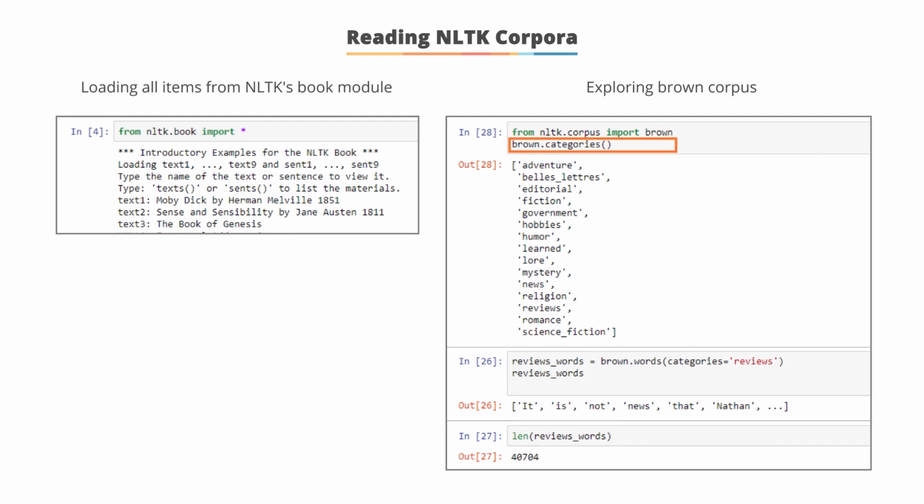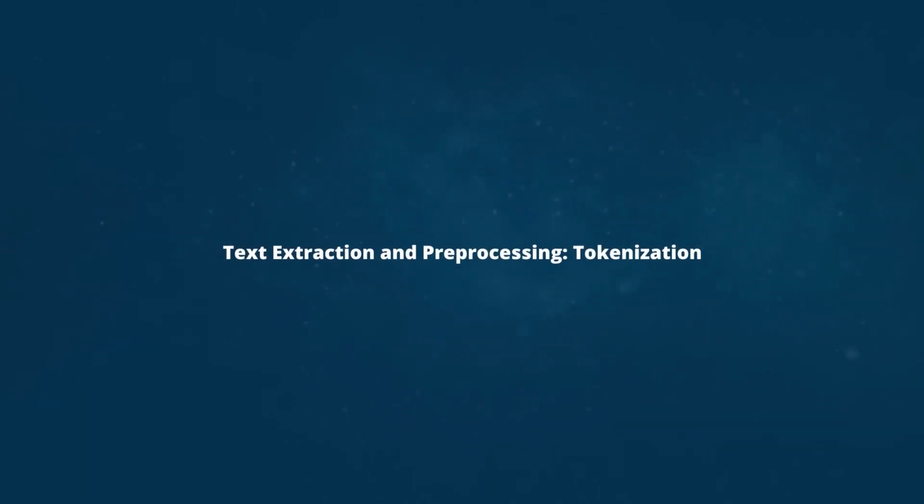Enter brown.categories() function to load the different genres available. Select a genre and assign that genre to a variable using the following syntax: variable name is equal to brown.words(categories is equal to genre name). Now, in order to see the available words inside the selected genre, just enter the defined variable name as a command. Let's understand text extraction and pre-processing in detail.